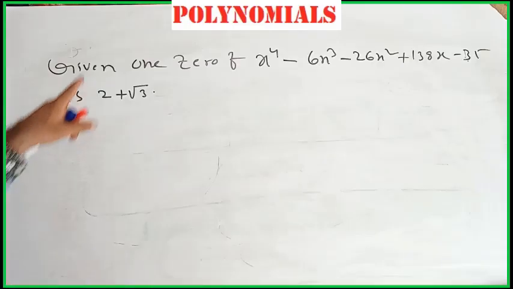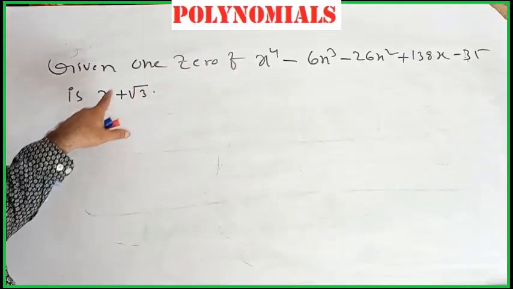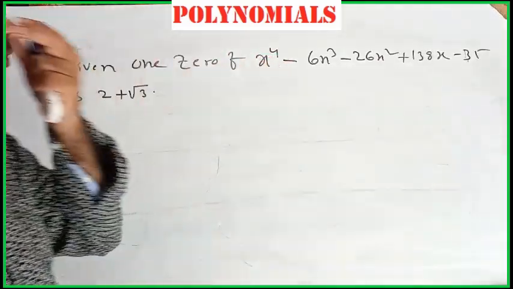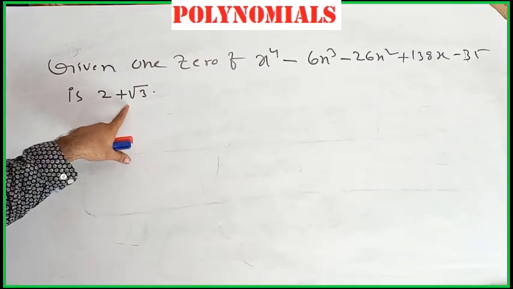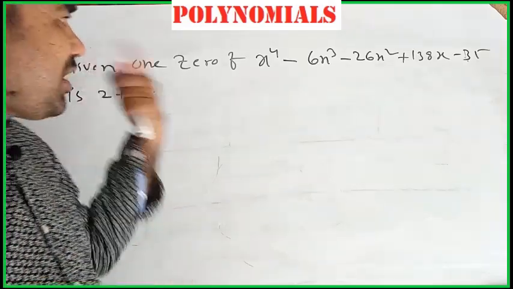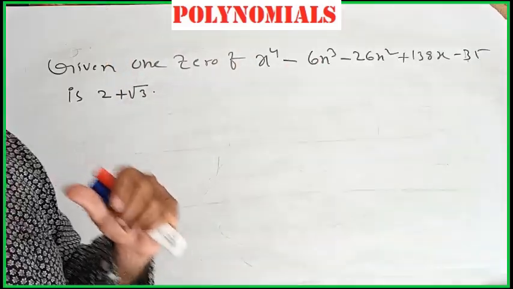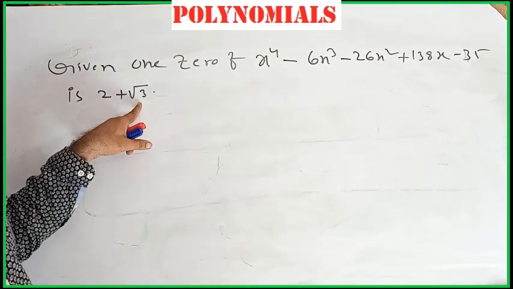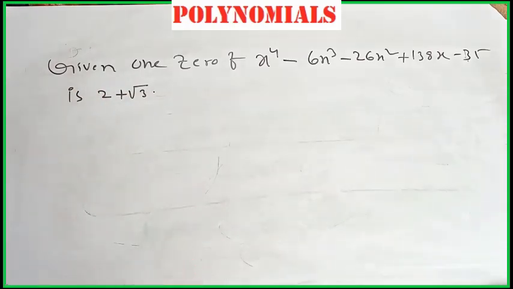Okay children, one of the zeros of this fourth degree polynomial is 2 plus root 3. Find the remaining zeros. Means there should be 4 zeros for this polynomial. Among 4, 1 is given, which is an irrational zero. Already you know that in a polynomial, if the coefficients are real numbers, irrational zeros appear in conjugate pairs. Means if 2 plus root 3 is a zero, automatically its conjugate 2 minus root 3 is also a zero.